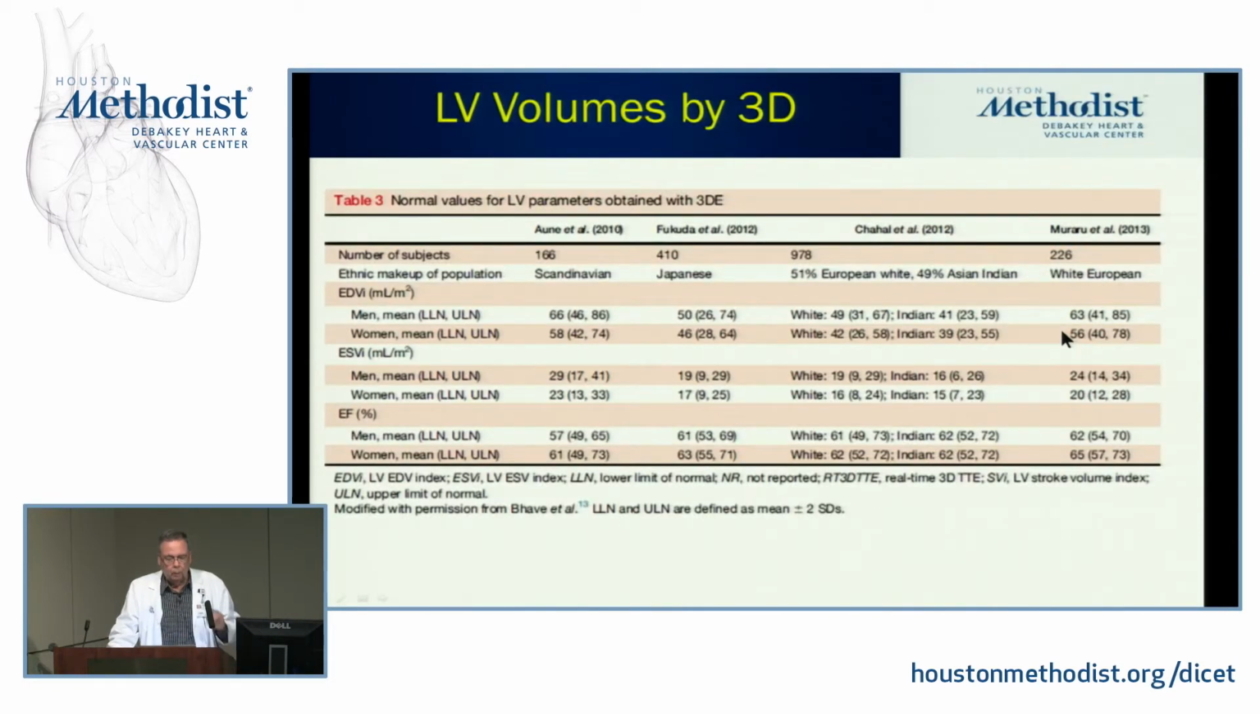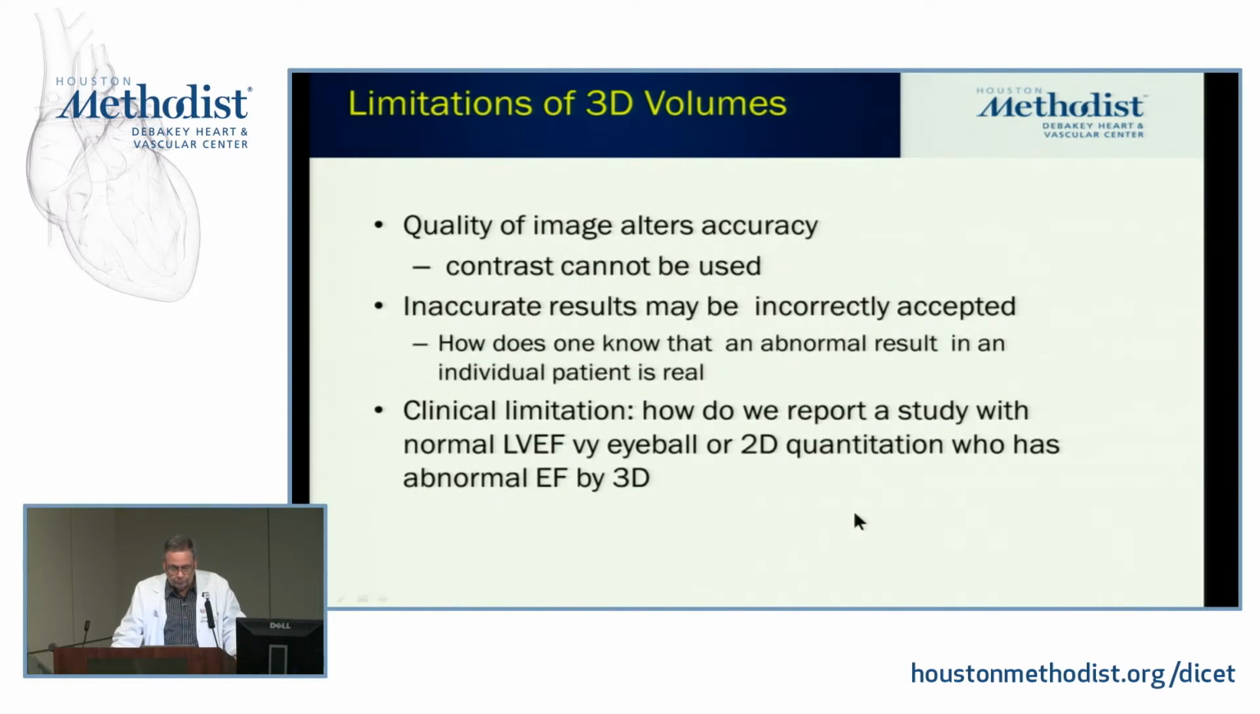Even with 3D, we still have issues with the underestimation of volumes. And the limitation of 3D that we are still struggling with is that you still need very good quality images. Inaccurate results may be incorrectly accepted. This is a problem if you're in the street and people believe the 3D, they will report that data, and maybe it's totally wrong if it's not properly done.